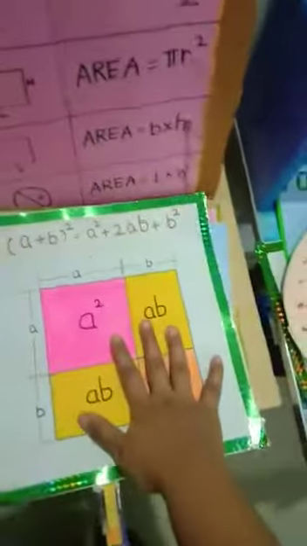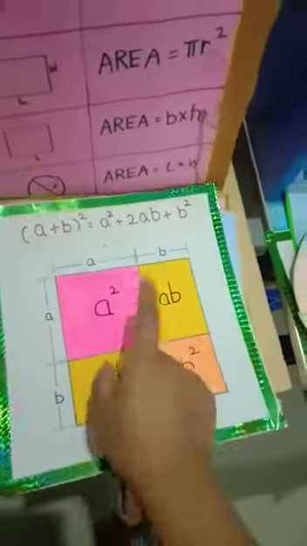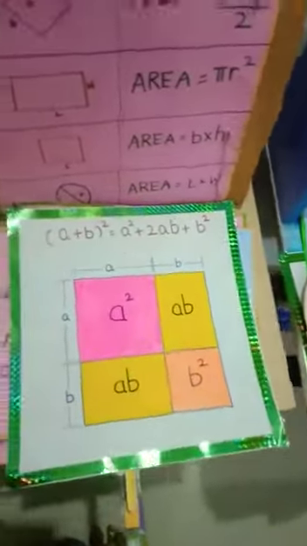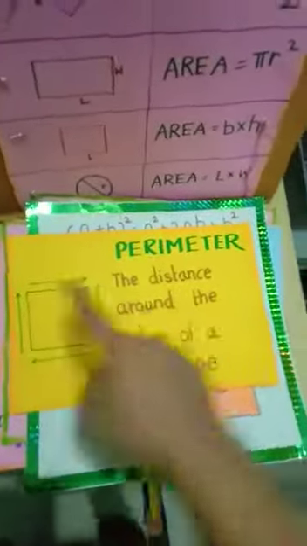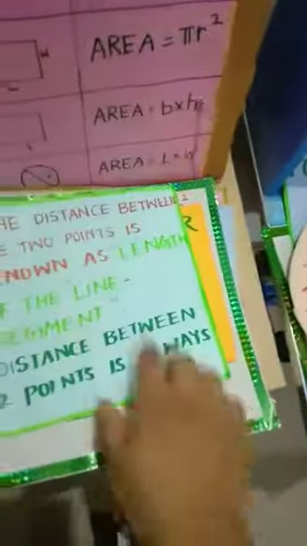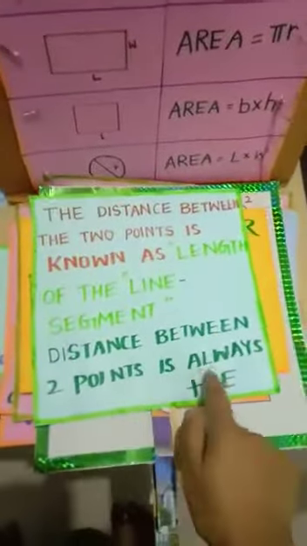This is just a simple chart for a plus b whole square. I will show a plus b whole square, a minus b whole square, and the working model of distance between 2 points in another video. This is perimeter, the distance around the edge of the shape. The distance between 2 points is always positive.